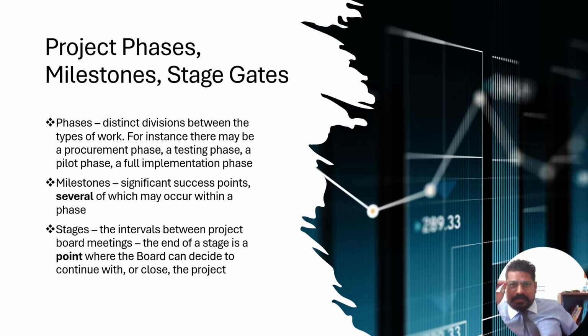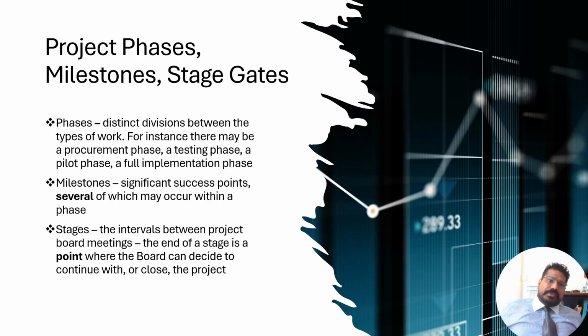Phases are distinct divisions between the types of work. For instance, there may be a procurement phase, a testing phase, a pilot phase, a full implementation phase. Quite self-explanatory. Then we have milestones, significant success points, several of which may occur within a phase. Let's say in the construction of a building, foundation completion is a milestone. Though foundation completion may take 7 to 8 months, with thousands of activities involved, the final activity wherein foundation completion is said to be done will be a milestone.